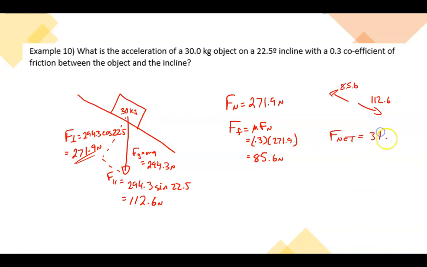of 31 newtons. Well, it's a 30 kilogram object. Net force of 31. a is equal to F over m. So we take 31 divided by 30, which gets you 1.03 meters per second squared. And that's going to go down the ramp.